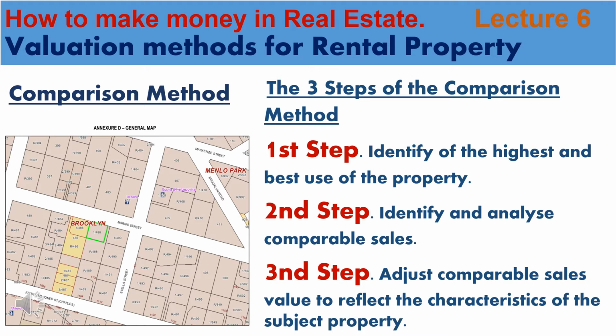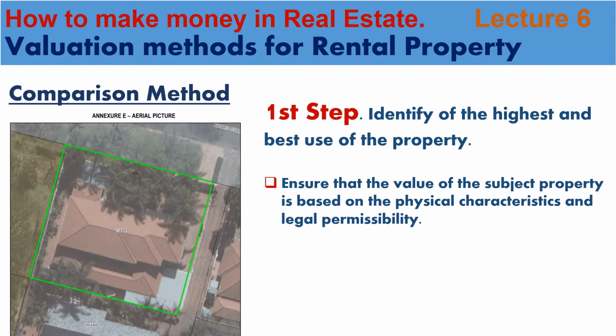The valuation process follows three basic steps in arriving at the value of the subject property: identifying the highest and best use of the subject property, the identification of similar properties that have previously sold, and finally, adjusting the value of the comparable sales. First step: identify the highest and best use of the property. Second step: identify and analyze comparable sales. Third step: adjust comparable sales value to reflect the characteristics of the subject property.